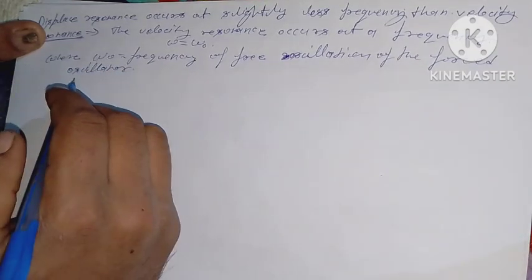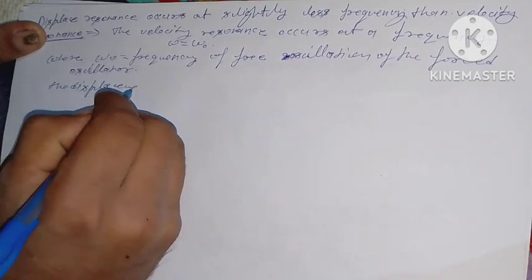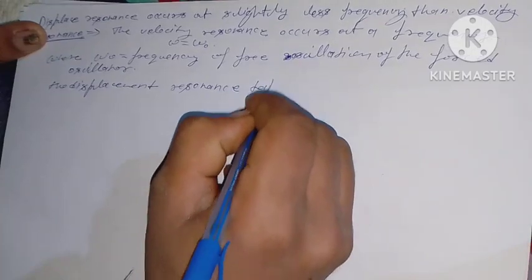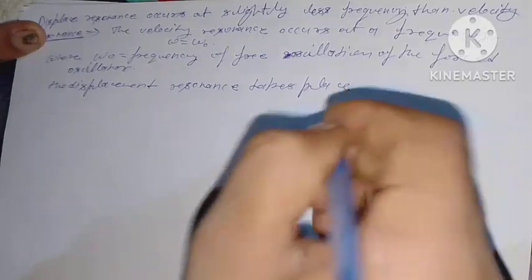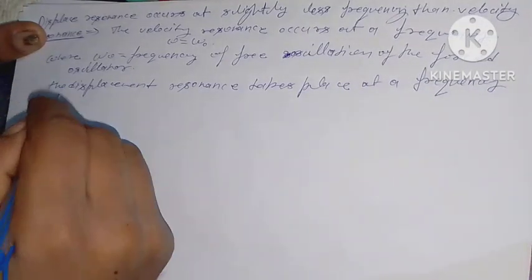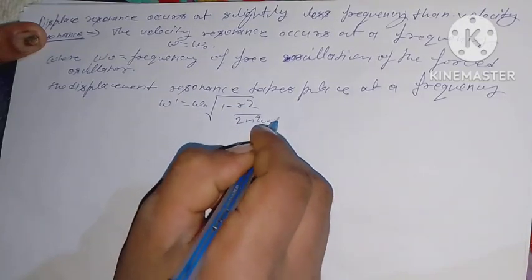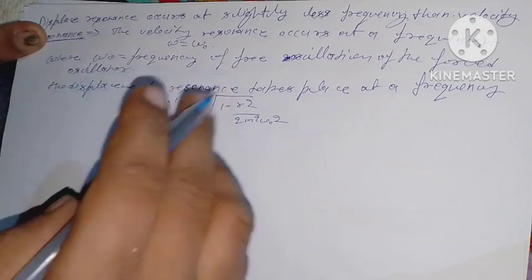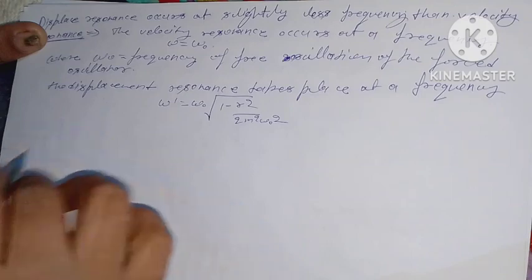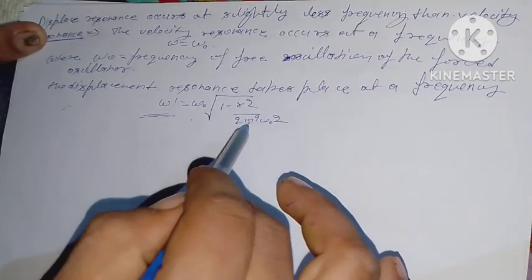And the displacement resonance takes place at a frequency omega dash equal to omega naught under root of 1 minus r square upon 2 m square omega naught square.